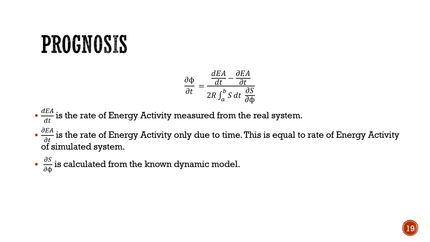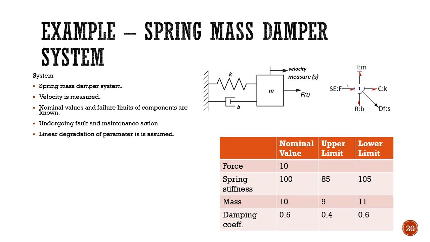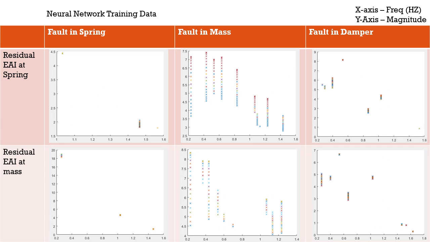The sensitivity of the input signal to the component value can be calculated from the dynamic model. The above equation can be integrated in time to find the component value at any given time. Let us consider a spring mass damper system as an example. First of all, the neural network needs to be trained.